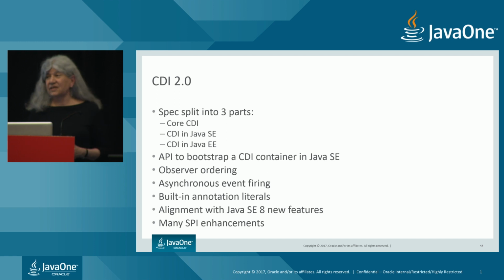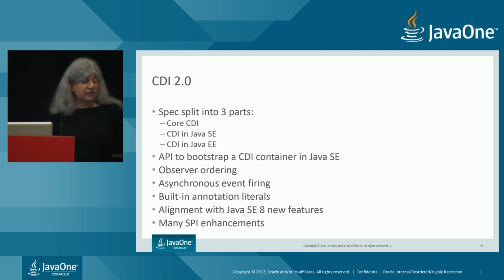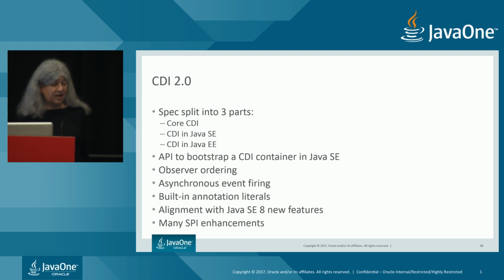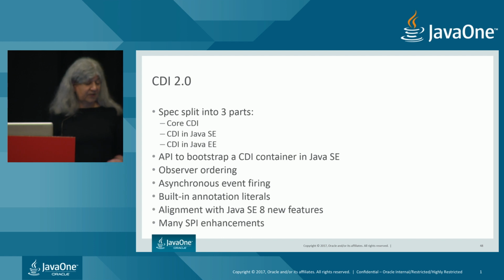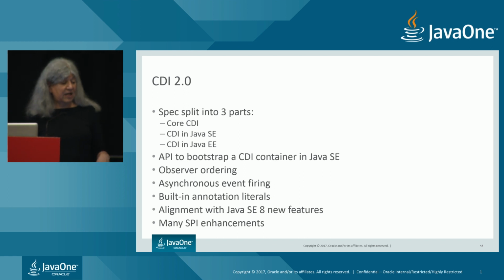Think session beans, because CDI does in fact speak of EJB session beans and how they're used in CDI. From an EE perspective, I'm going to talk here mostly about the improvements that were made in observers and events. There were a number of other features that were done, annotation literals, which are an ease of use capability, alignment with some of the new SE features, the Stream API, repeating annotations, lambdas, use of completion stage, and many enrichments to the CDI SPI.